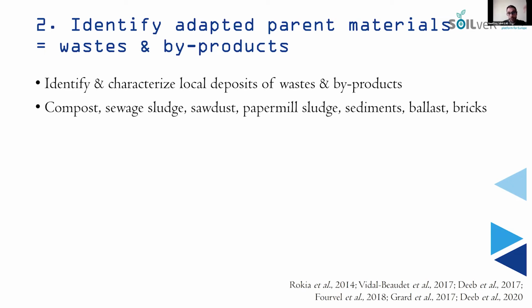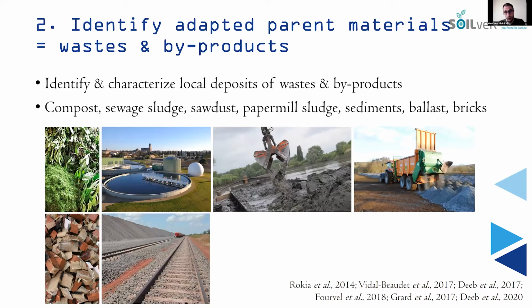Just a few examples that we used in various projects: compost, both green waste compost or sewage sludge mixed with green waste compost. We could also use sawdust, peppermill sludge, sediment, red sediment, ballast from railroads, or even brick waste.